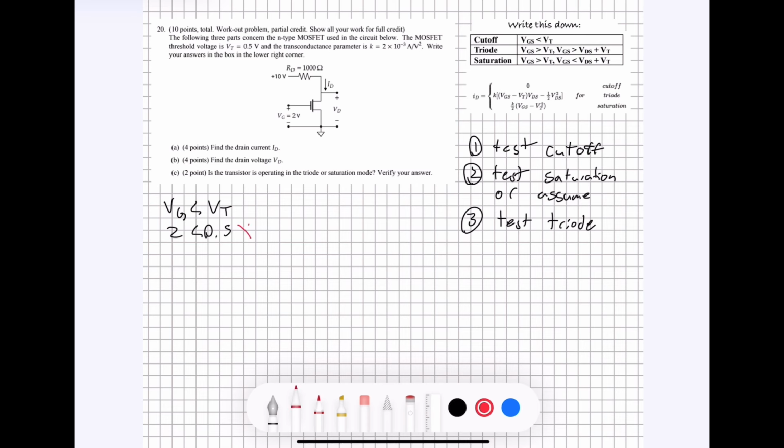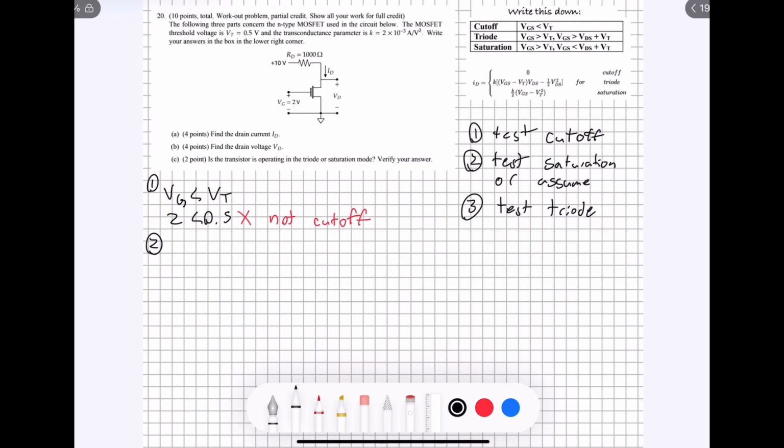Obviously, this inequality is false because 0.5 is not greater than 2, so we know that this is not in the cutoff mode. Okay, that was our first step right there. Second step now is to test to see if it's in the saturation mode.